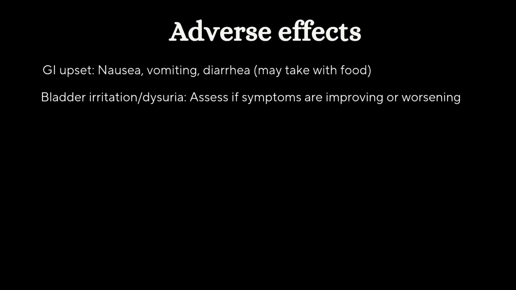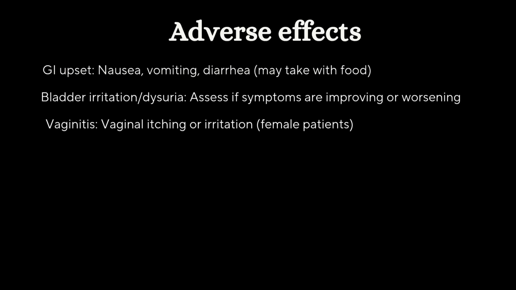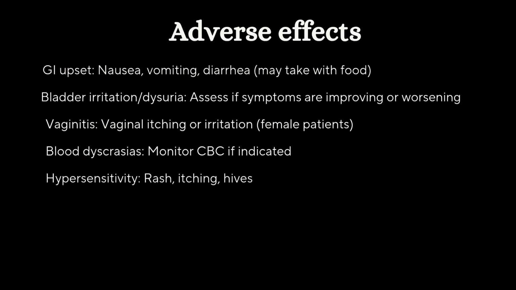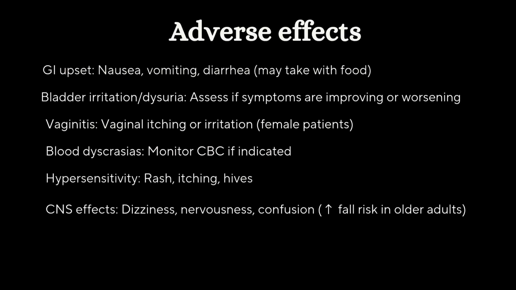Analyze the cues. Is the patient's discomfort gradually improving as the infection resolves, or are the symptoms becoming worse after starting the medication? Your ongoing assessment helps determine whether the treatment is working or whether the provider should be notified. Female patients may also report vaginitis, including itching of the genital area. You'll also want to monitor for blood dyscrasias, skin itching or hives, dizziness, nervousness, and confusion, especially in older adults who may be more sensitive to these effects and be more at risk of falls.